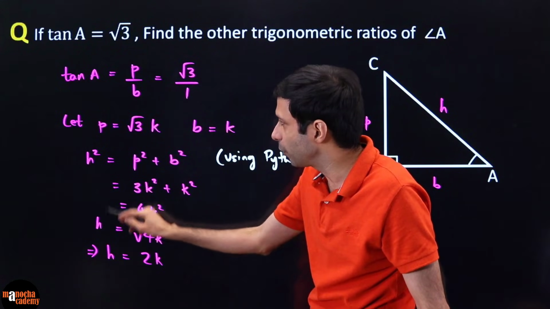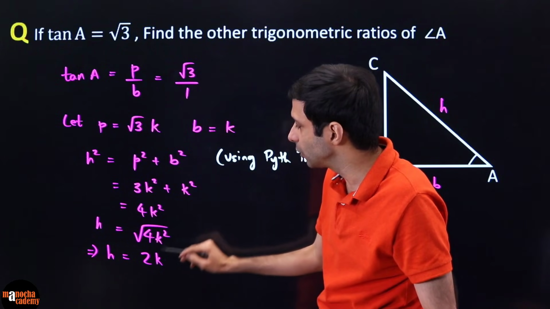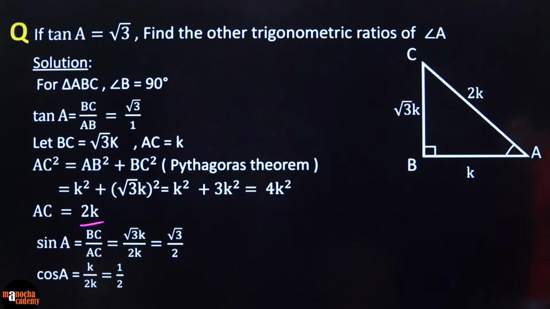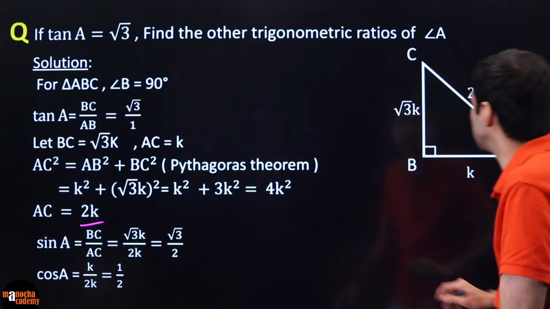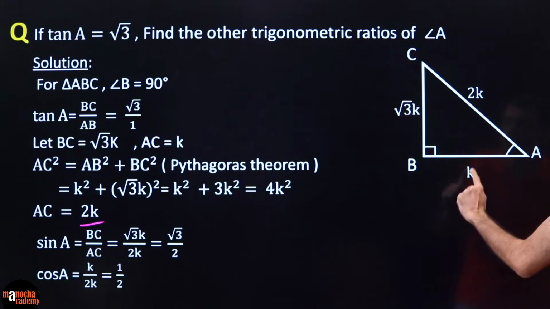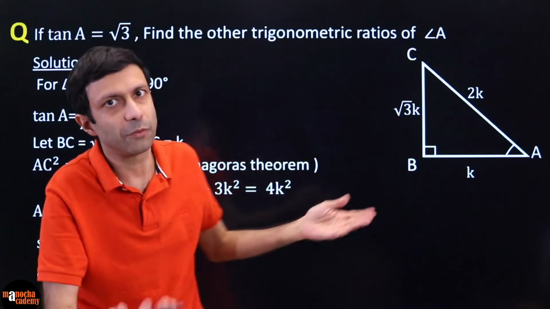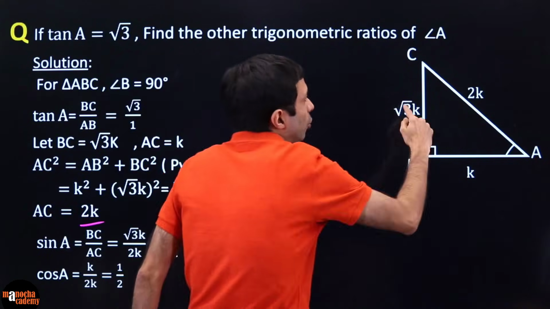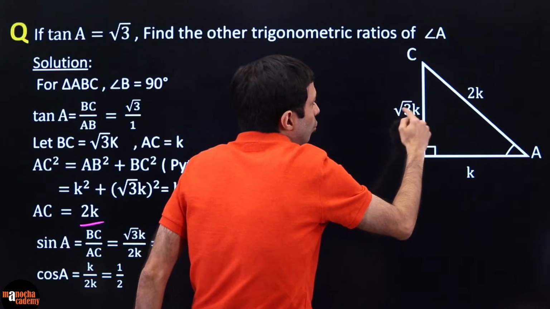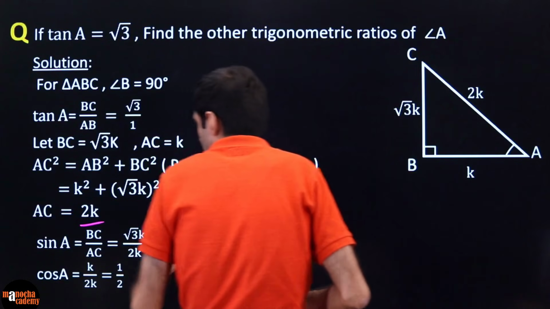So what will be the hypotenuse? Square root of this. What is square root of 4k square? 2 into k. Because in the next step, all you need to do is, so you know your three sides are root 3k, k and 2k. You have found all the three sides. Now to find all the other ratios, you just have to substitute. By definition, sine A is perpendicular by hypotenuse, so if you do root 3k by 2k, k and k will cancel. The answer will be root 3 by 2.